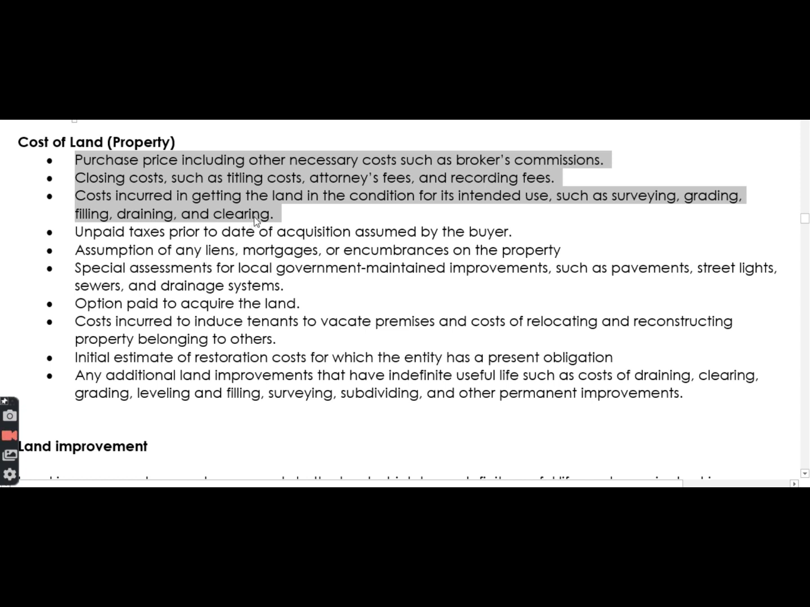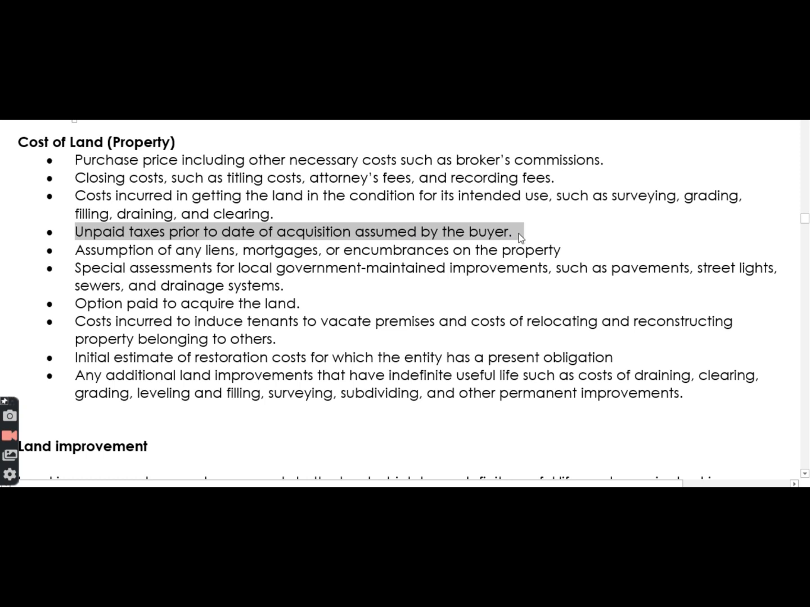Clearing, syempre, lalo na kapag bumili ka ng property from an area na hindi talaga nagalaw ever since, so madaming halaman, madaming grass, etc. So mga ganyan, okay? So ano pa yan? Syempre, recognize mo pa yung unpaid taxes. Babayaran mo yan. Pero take note, unpaid taxes prior to the date of acquisition.